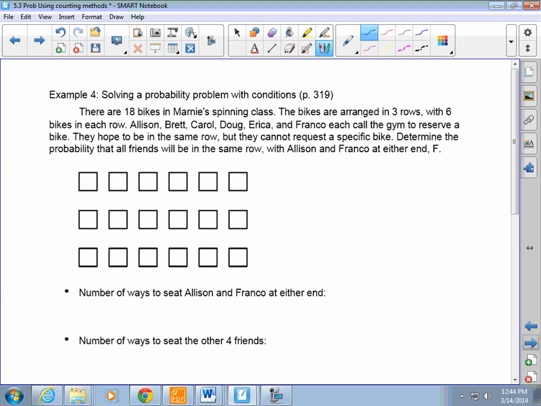We're trying to arrange these people so that they can be beside each other, all together in a row. The only stipulation is Allison and Franco have to be in particular spots.